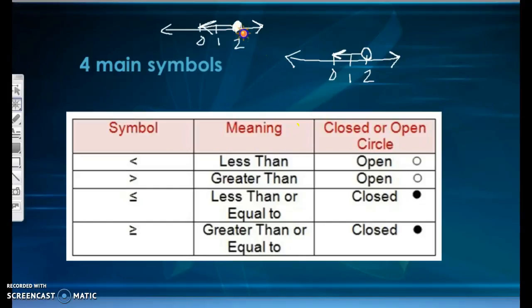So less than or equal to means a closed circle. So look at my circles. That's where you put the circle on the graph according to the question. Okay? So open circle, closed circle. So you will need to know this information in order to graph correctly.